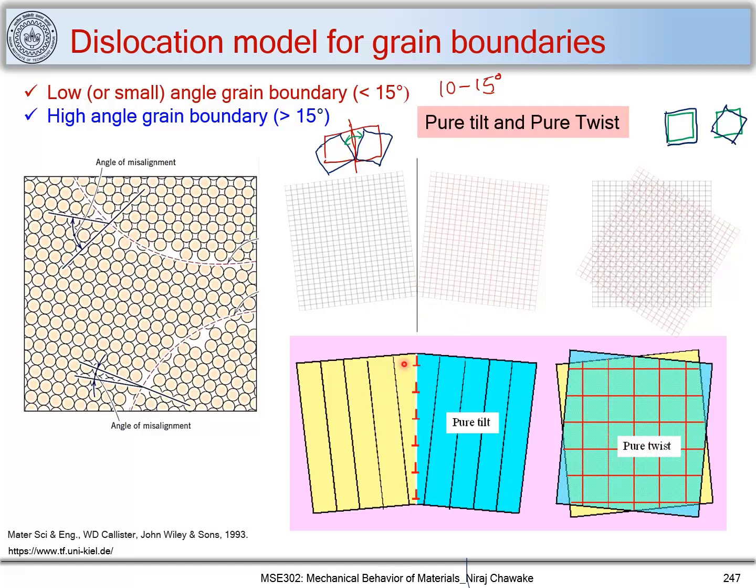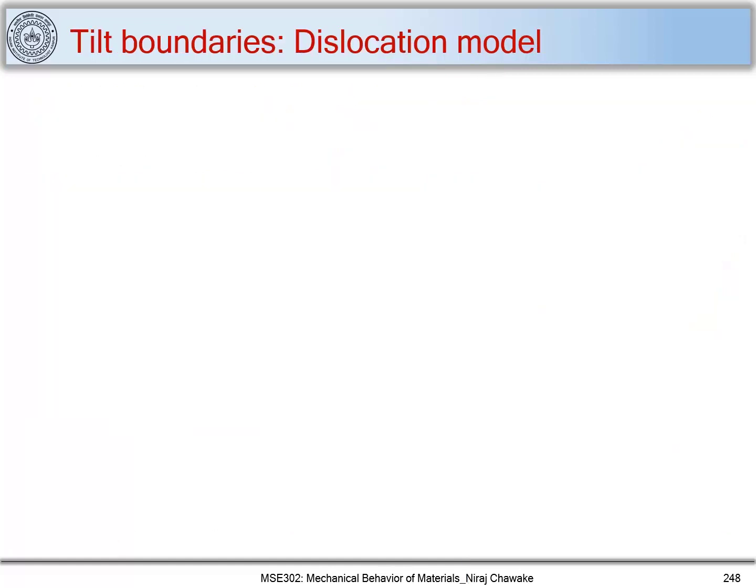So let's focus on pure tilt grain boundaries. I'm considering tilt boundaries and considering a dislocation model. So here it is a model for symmetric tilt. So we have seen that both the grains were tilted equally. So we are considering a model for a symmetric tilt low angle grain boundary.